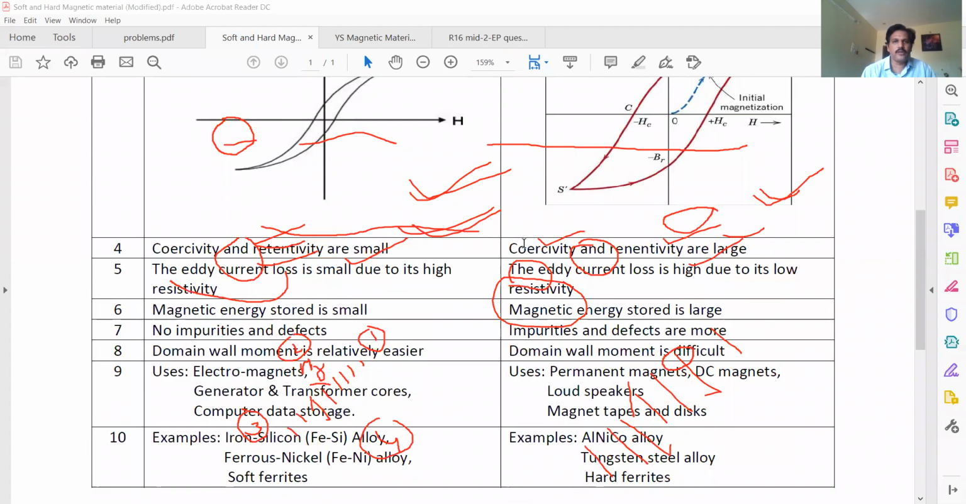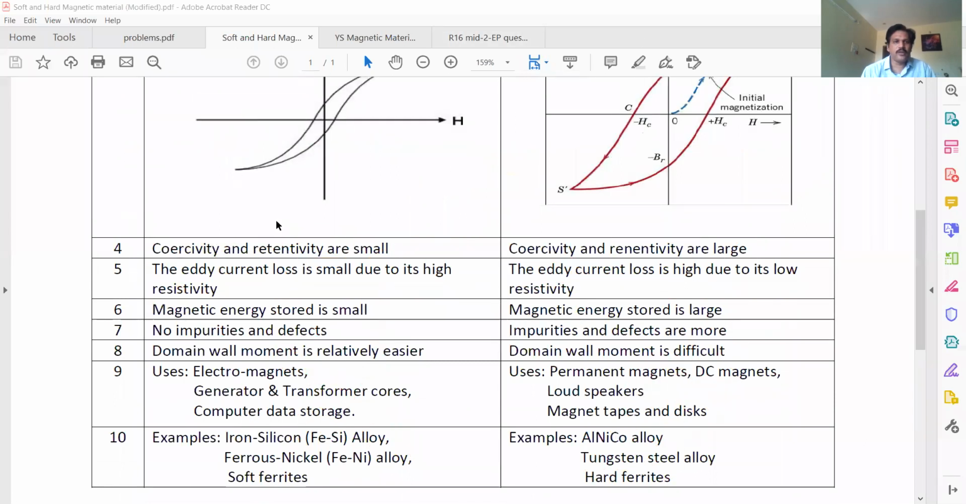Next, see the coercivity and retentivity. What is the meaning of coercivity? The reverse magnetic field at which the magnetization of the material becomes zero is known as coercivity. Listen carefully: coercivity means the reverse magnetic field at which the magnetization of the material becomes zero. For soft magnetic materials, this value is very small.